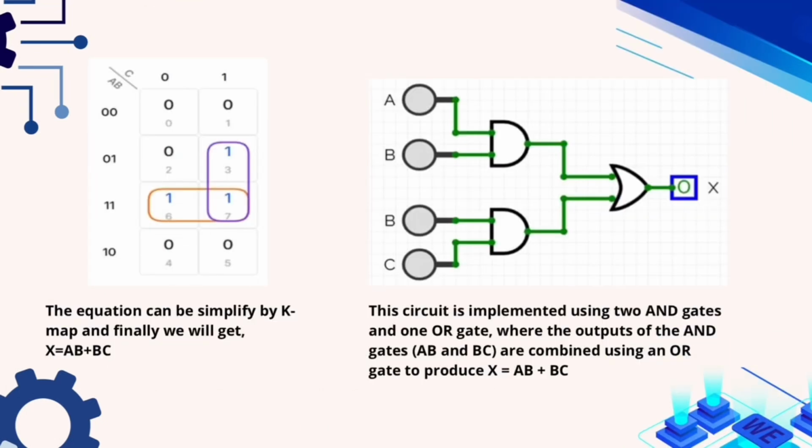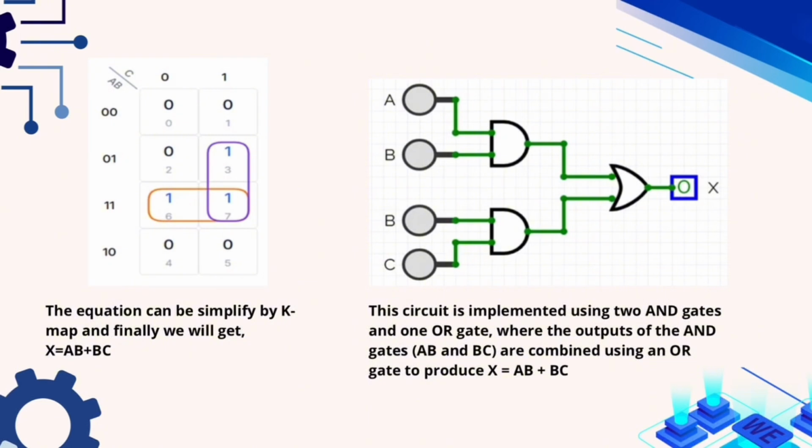Now we can simplify this equation using a Karnaugh map. By grouping the 1s in the K-map, we find that the expression reduces to X equals AB plus BC. This is a much simpler form. This simplified equation tells us that the output is high whenever B is 1 and either A or C is also 1. In other words, B acts as an enable signal.